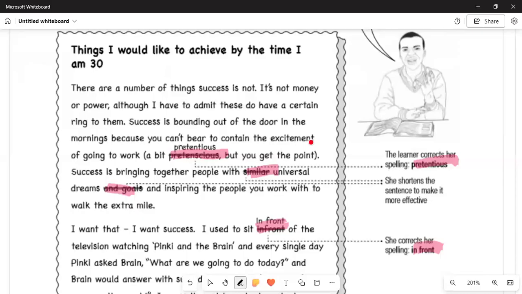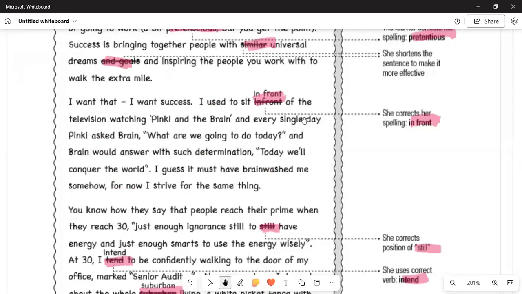This is the right spelling. She shortens the sentence to make it more effective in terms of the similar and goals here. This is what she does in terms of making the words and sentences effective. I used to sit in the brain and every single day, Pinky asked Brain, what are we going to do today? Today we will conquer the world. I guess it must have brainwashed me somehow.